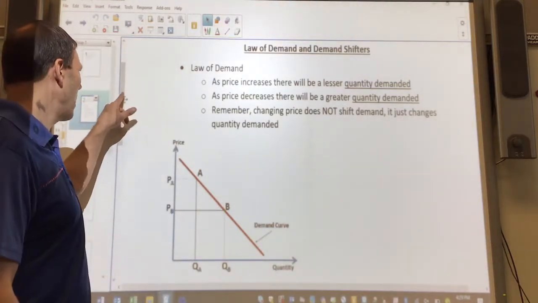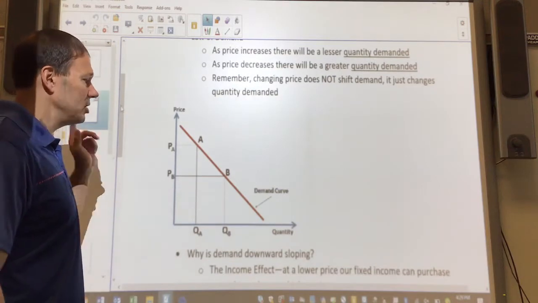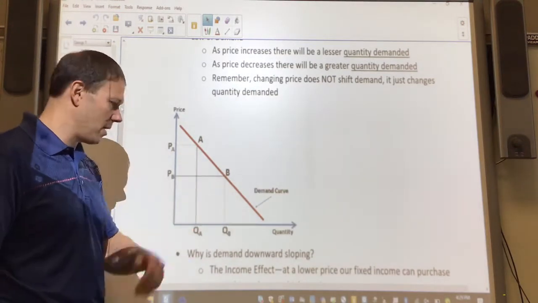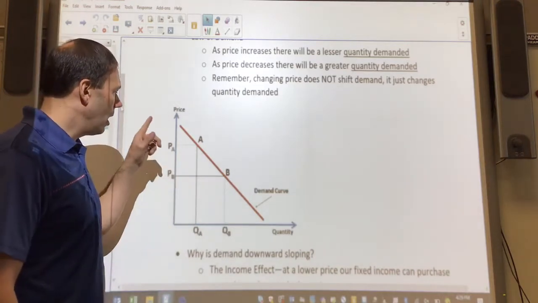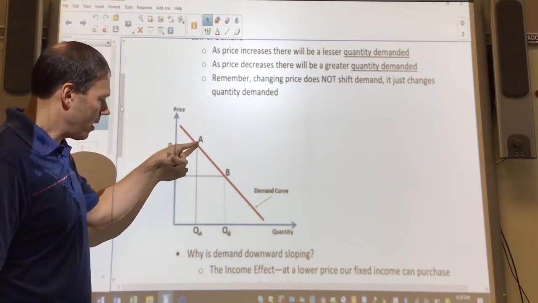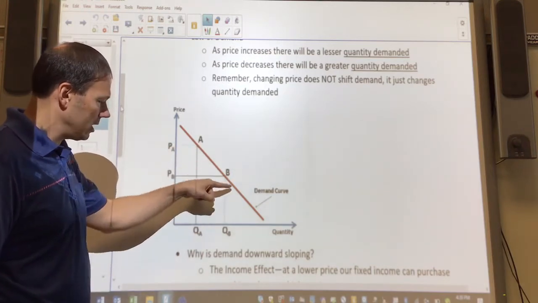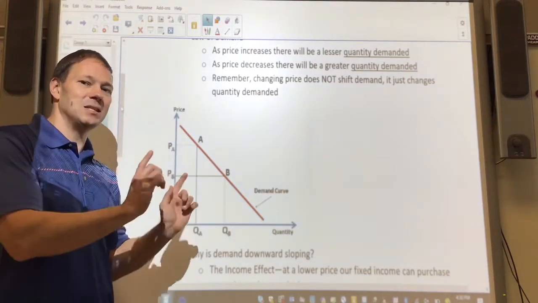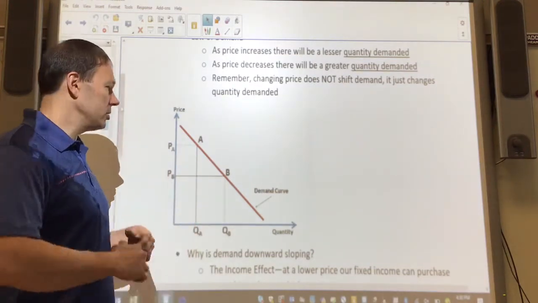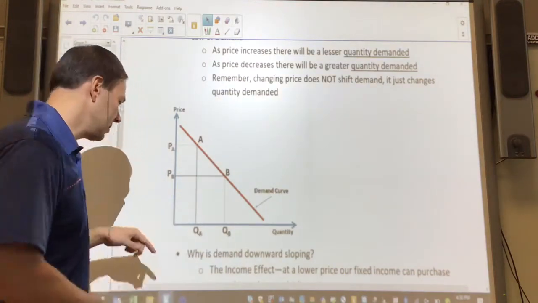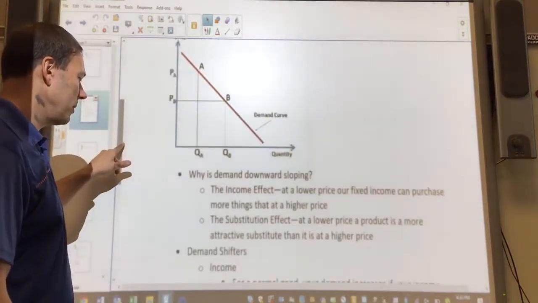And just as a reminder, changing price does not shift demand, it just changes quantity demanded. So of course we have our downward sloping curve. As you change the price from PA to PB, your quantity demanded goes from QA to QB. Again, that's not a change in demand. Nothing has made you like this product more or less. It's simply that at a lower price, you can buy more. Why is demand downward sloping?